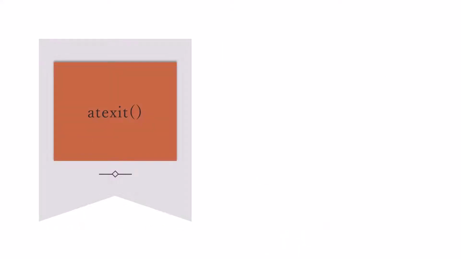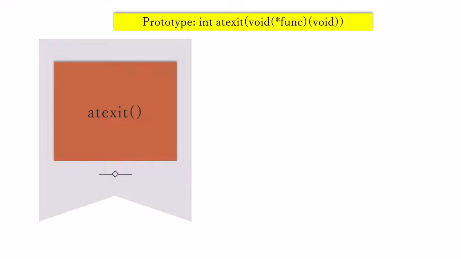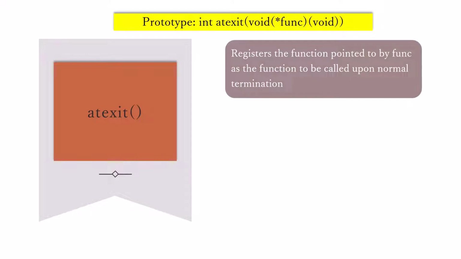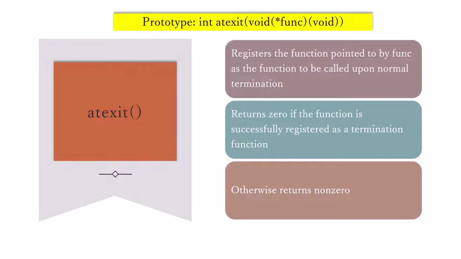Now coming to atexit. You can see from the prototype that this function returns an integer and takes as argument a pointer to a function. This function registers the function pointed to by func, which is the argument, as the function to be called upon normal termination of the program. Note that the argument, func, returns no value and takes no arguments. So atexit returns 0 if func is successfully registered as a termination function, otherwise it returns non-zero.